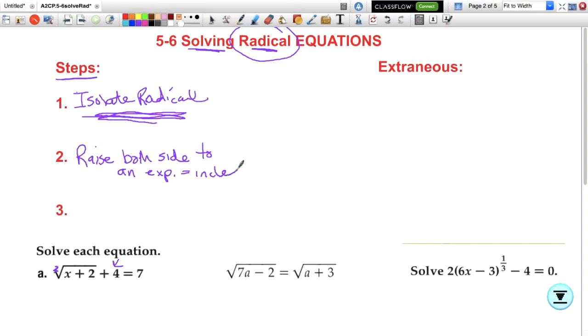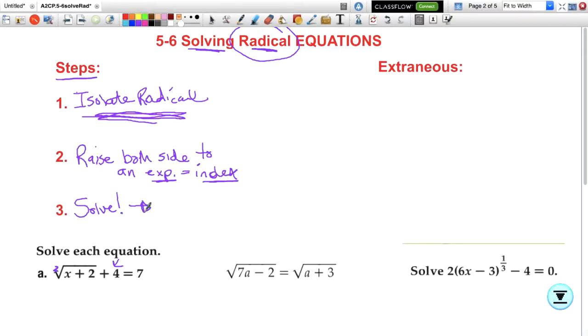So that lets us know if we're dealing with a fifth root, we're going to raise it to a fifth power. If we're dealing with a square root, we'll raise it to a second power. The exponent is going to be the same thing as your index number. And then lastly, once you raise both sides to that, you simplify that down, and then you're just going to get your variable alone and positive. Just solve for your variable.